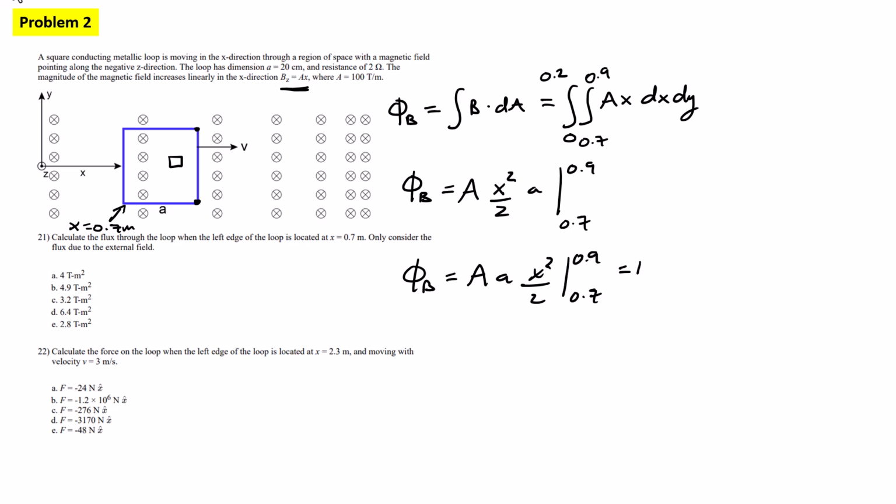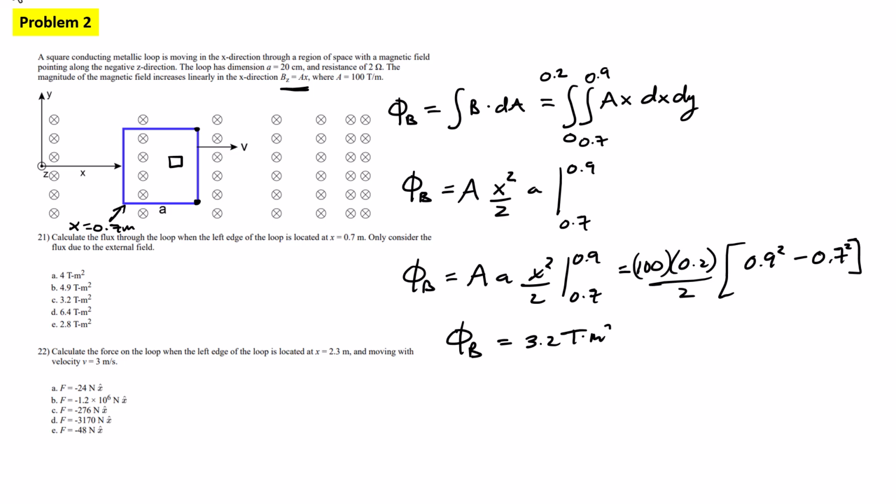All right, now substitute the numbers. I get 100 for that. The length of side a is 0.2 meters. I still get the 1/2 factor from the integral. And here I'm left with 0.9 squared minus 0.7 squared. All right, put those numbers in the calculator. At the end of the day, I should get 3.2 Tesla multiplied by meters squared. All right, and that there corresponds to choice C.